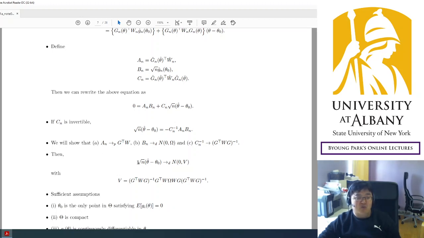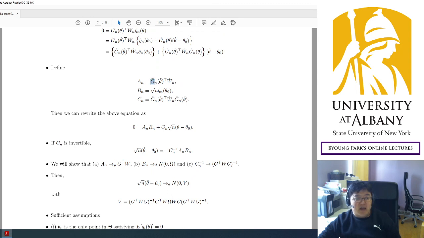So then in the end, I'll spoil the result. So A_N, see this: capital G hat converges to capital G, W hat converges to W, and this will converge to a normal distribution, normal with variance omega, and this converges to capital G, W, capital G. We know everything. So I just summarized what I said here, and then just plug them into this form.